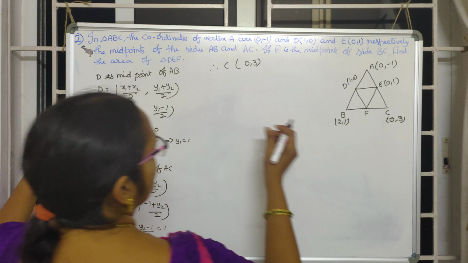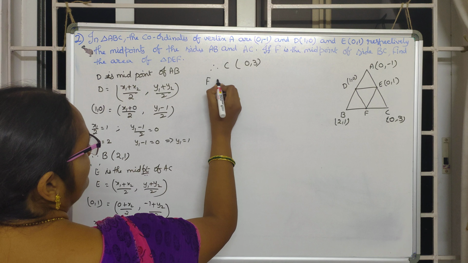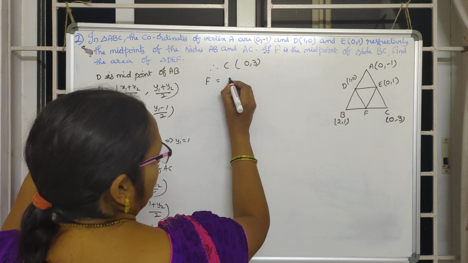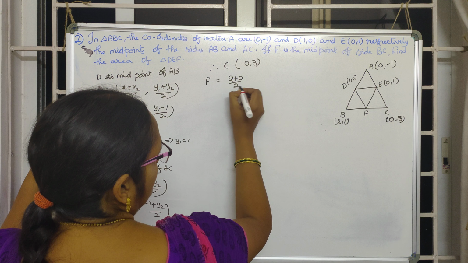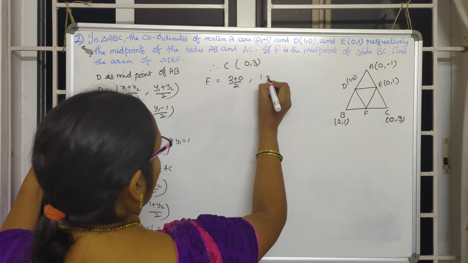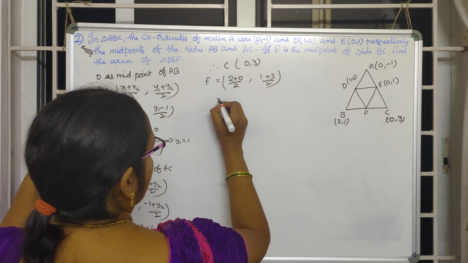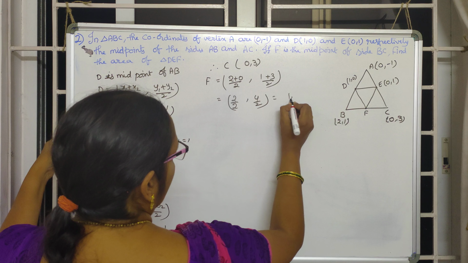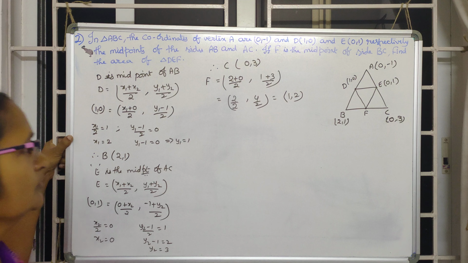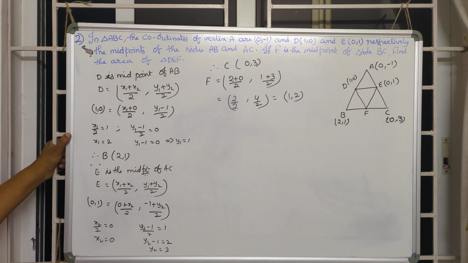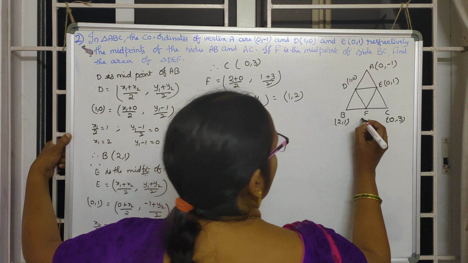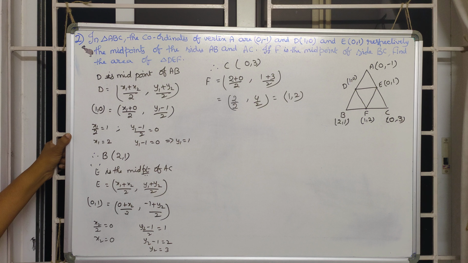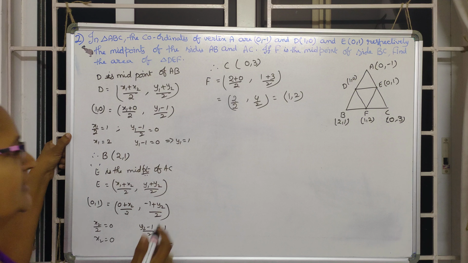Now F is the midpoint of BC. Therefore, what are the coordinates of F? (x1 plus x2) by 2, that is (2 plus 0) by 2, comma (1 plus 3) by 2. This is 2 by 2, comma 4 by 2. This one will be (1, 2). Now we know the coordinates of D, E and F also. Let F be (1, 2). Then the area of triangle DEF we can find out by using the area of triangle formula.